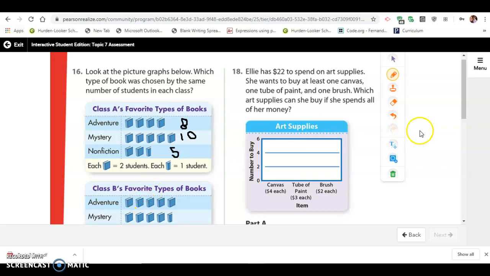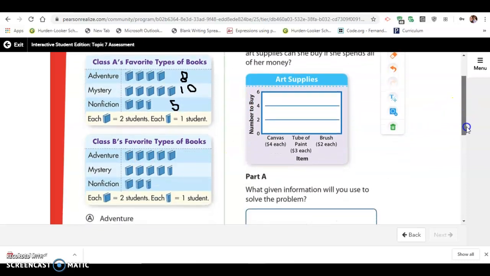Now we're going to look at Class B. Class B has 2, 4, 6, 8, 10 adventure. They have 1, 2, 3, 4 whole books. 4 times 2 is 8, plus a half a book, that's 1, is 9. And then we have nonfiction. Nonfiction is 2 whole books. 2 times 2 is 4, and then a half of a book is 1. So 4 plus 1 is 5.